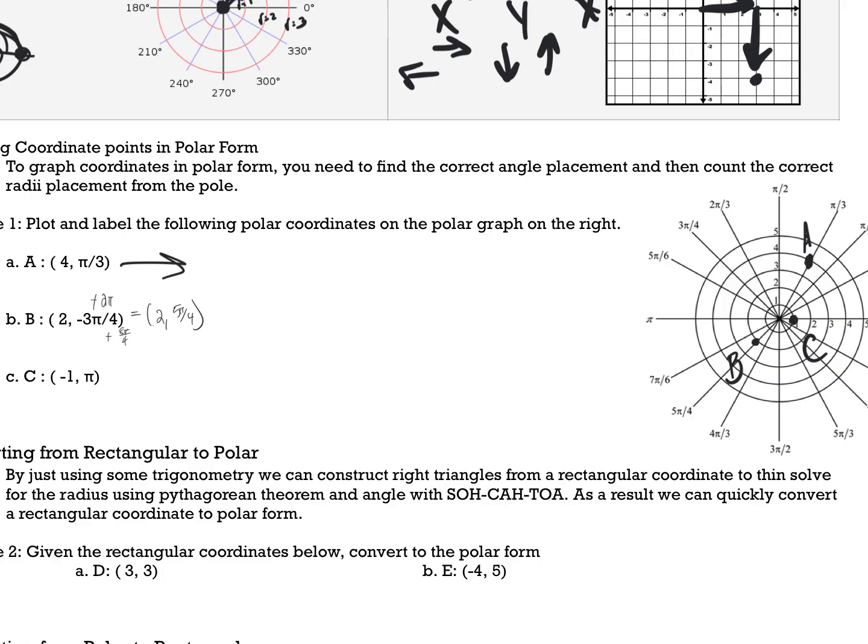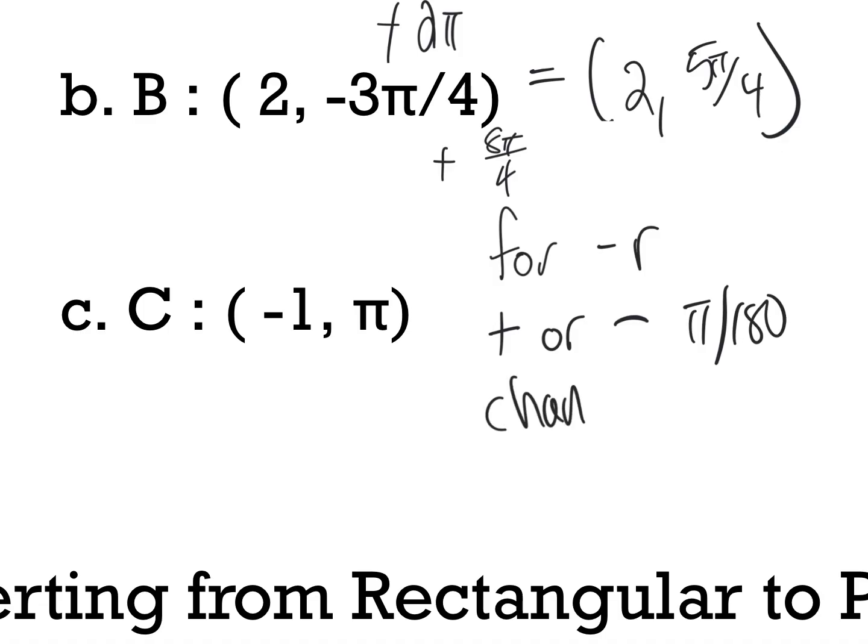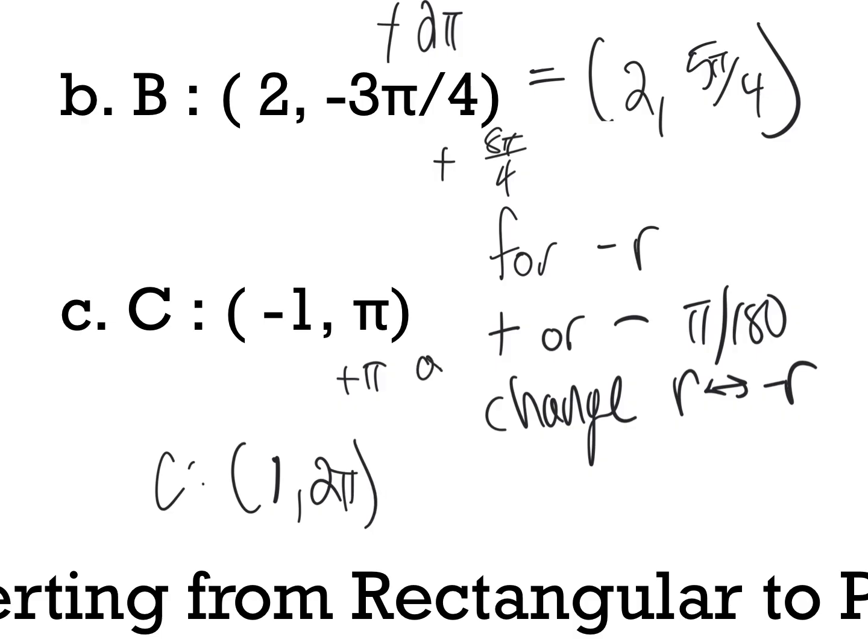Now, the other way that we can think about it is for negative radius specifically. So please make sure you add this for negative radius. If you add or subtract pi, 180 degrees, you change the radius sign from positive to negative or vice versa. Okay, so in this case, if I add pi, I can rewrite the coordinate as +1, 2 pi. Or I could have subtracted pi, depending on my choice of why I might want to do this. So pi minus pi is 0, and I get 1, 0.